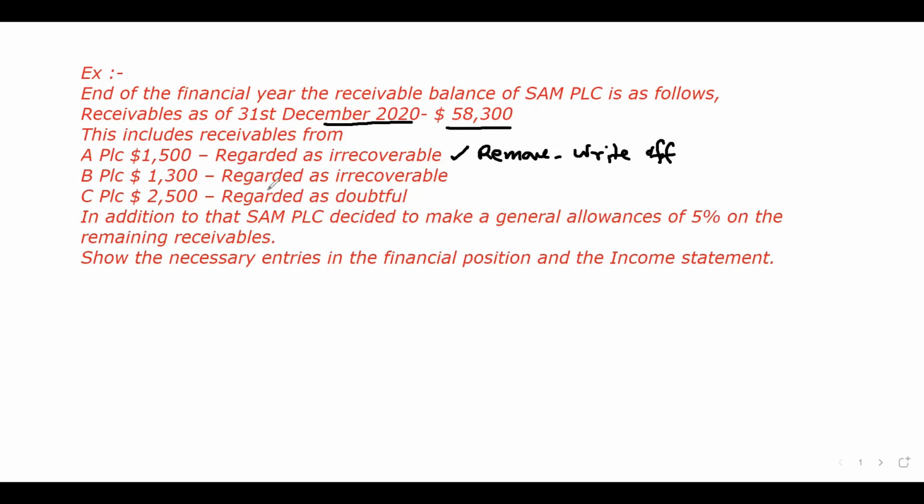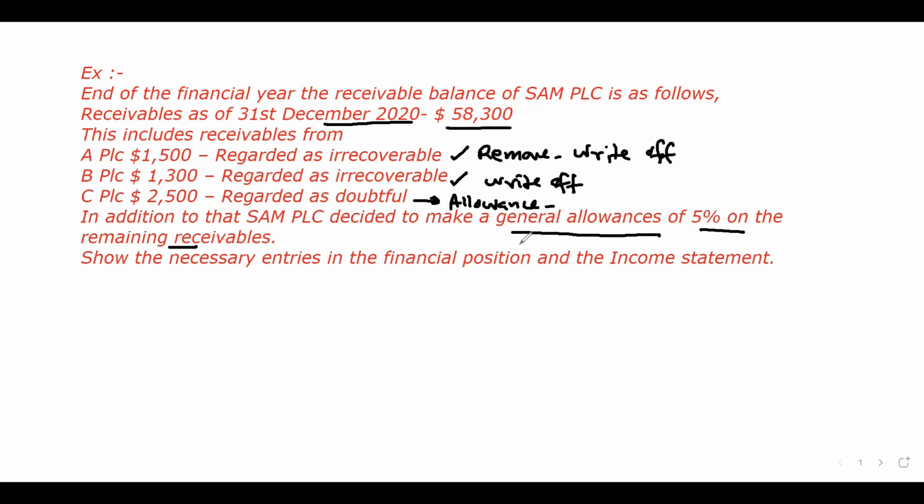BPLC 1,300 regarded as irrecoverable. The same, we have to write it off. CPLC $2,500 regarded as doubtful. Since it is doubtful, we have to make an allowance or provision. In addition to that, SAM PLC decided to make a general allowance of 5% on the remaining receivables.